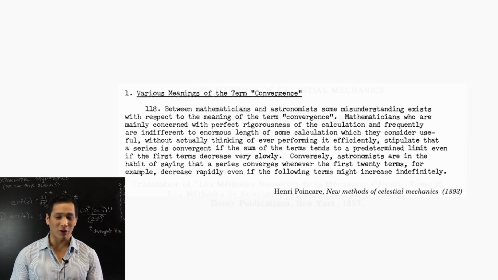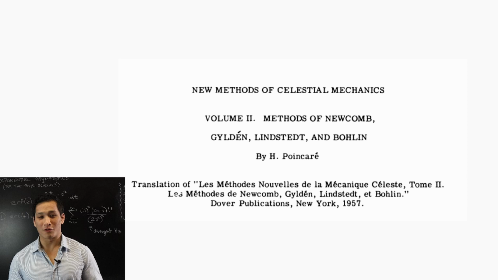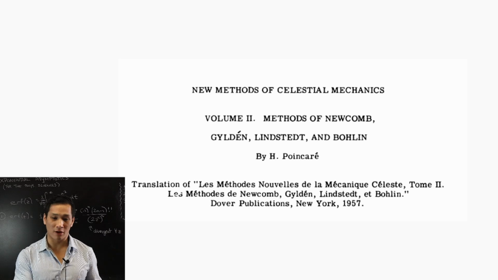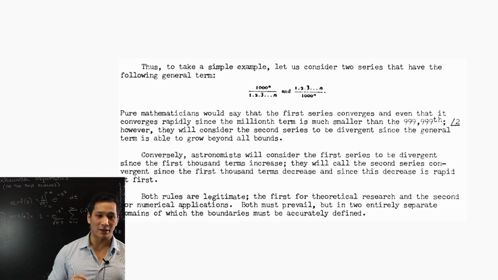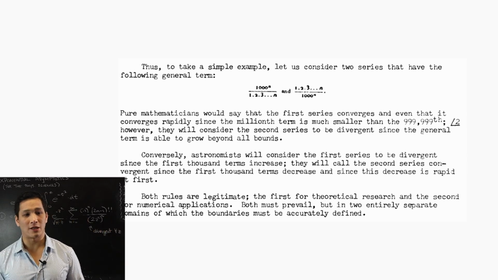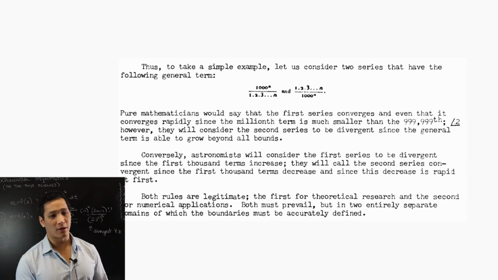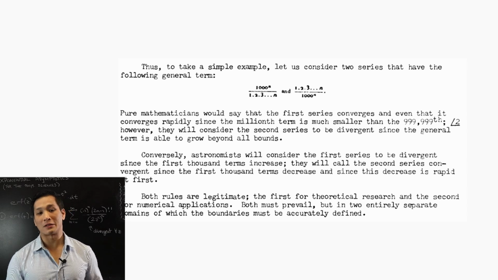So this is what I meant about his respectful nature of convergence and divergence. He was pointing out that phenomenon that we saw earlier in the error function. And this is the example he gives. Let's consider two series that have the following general terms. The first one is 1,000 to the n over n factorial, and the second one is n factorial over 1,000 to the n.